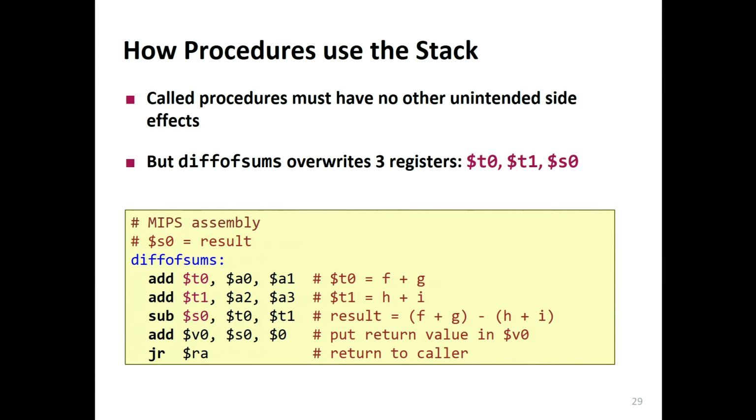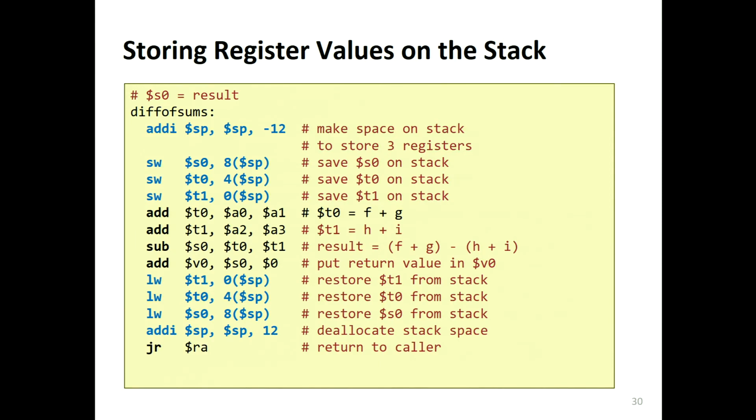So diff_sums overrides 3 registers. It overrides T0, T1, and S0. Depending on how important you judge it is to keep these values across different function calls, you can choose whether or not to store them and restore them afterwards. So what diff_sums does in the previous example is that it overrides T0, T1, and S0, and then later it puts the output in V0, okay? So if T0 and T1 and S0 are important, you should back them up. If they're going to be used by the function that called you before, you should back them up.